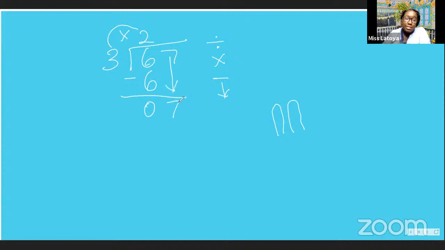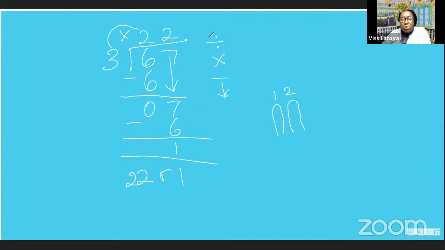I repeat the process again. I divide. 3 into 7. How many times could 3 go into 7? Let's see. 3, 6. How many fingers do I have up? 2. Okay, so 2 comes here. Then I multiply. 3 2s are 6. All right, 7 take away 6 is 1. So 3 can go into 67 22 times with a remainder of 1.